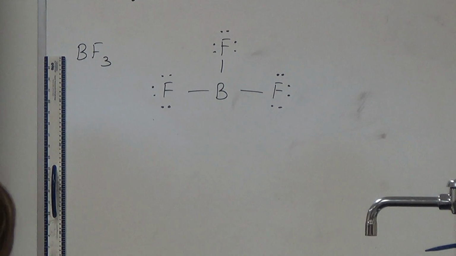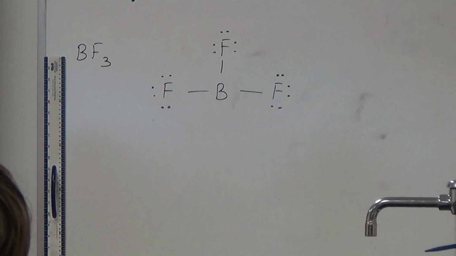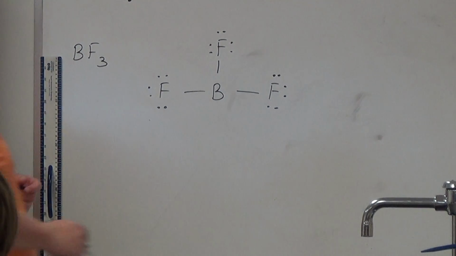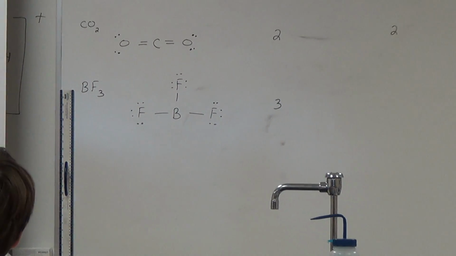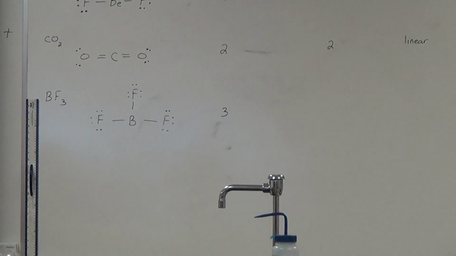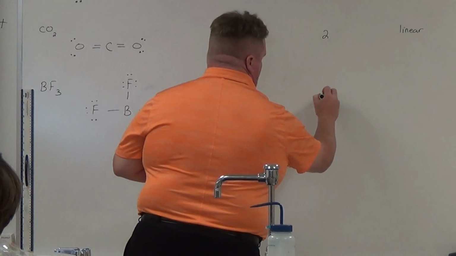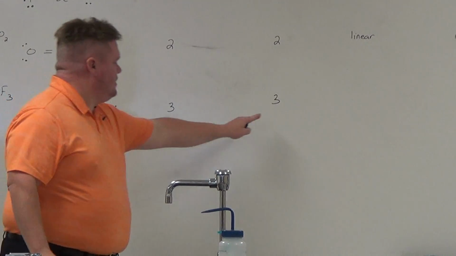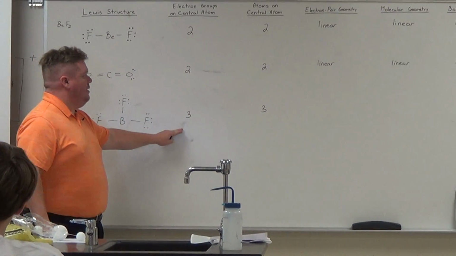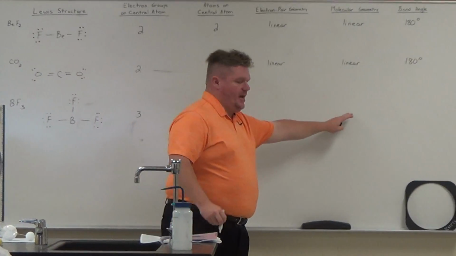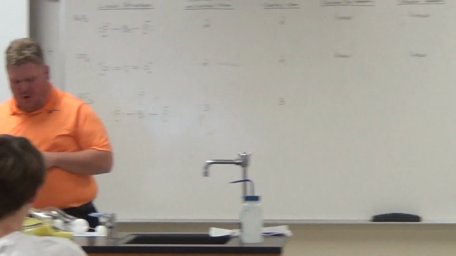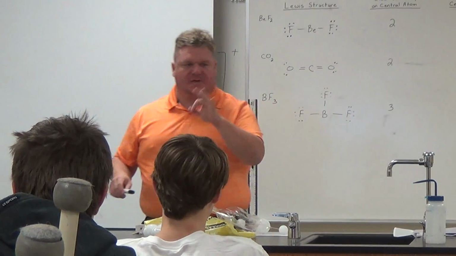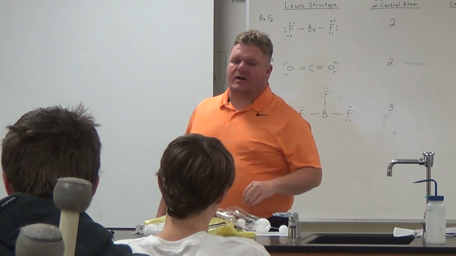That's the Lewis structure. How many electron groups do we have on the central atom? 3 electron groups. And how many atoms are bonded to the central atom? Also 3. So whenever there are the same number of atoms as electron groups on the central atom, that means the geometries will be the same. With your partners, build this molecule: 3 groups of electrons as far apart as possible.